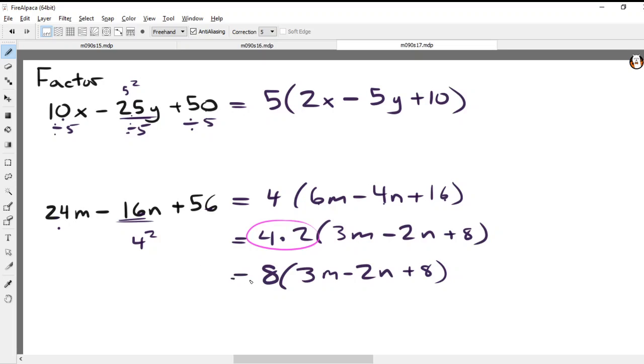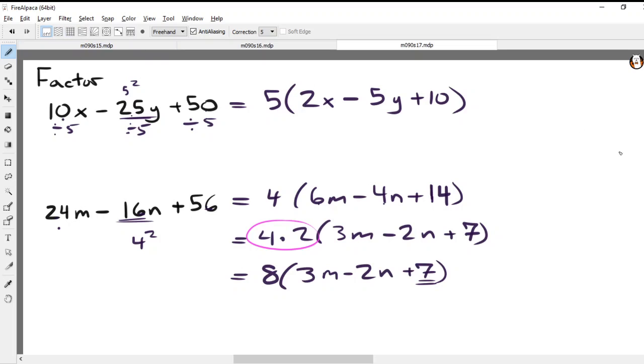And you can see that if we were to go ahead and distribute this, we'd get 24m minus 16n plus, oops, what did I mess up here? Oh, this is 14, not 16. See, that's why we check. Also why we don't rush. 14 divided by 2 is 7, so this is 7. 56 divided by 8 is 7. There we go, that's better.